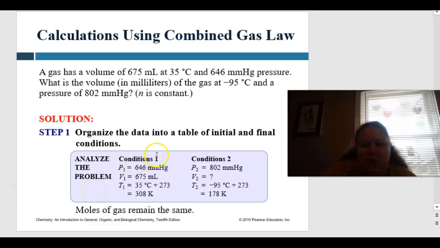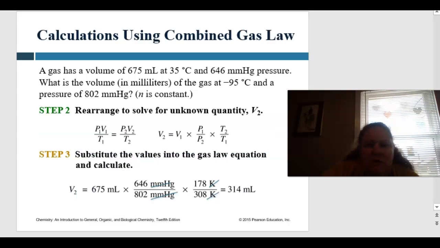So let's organize. Our conditions 1 are here. Our P1 is this, our V1 is this, our T1 is that, and if we figure it out in kelvins, we end up with 308 kelvins. Our conditions 2 are here. We are looking for V2, and again, the moles of the gas are going to remain the same. So let's rearrange to solve for the unknown quantity of V2. We can rearrange this so that V2 equals V1 times P1 over P2 times T2 over T1.